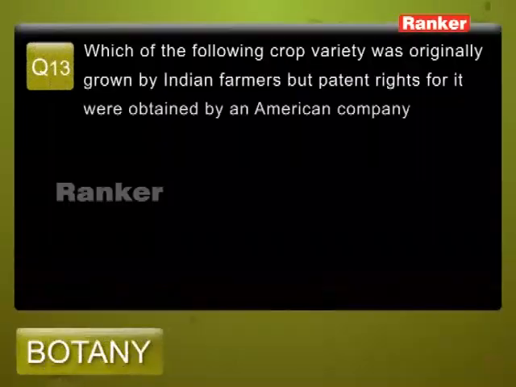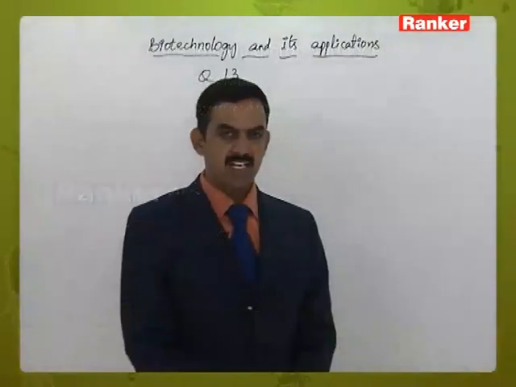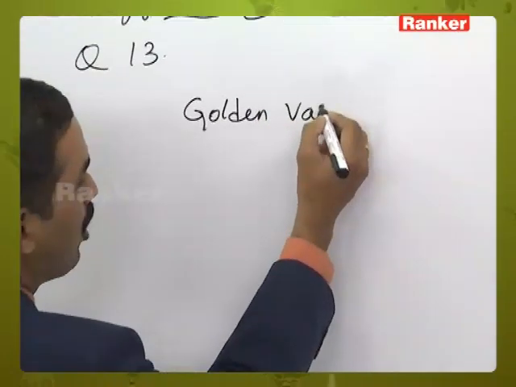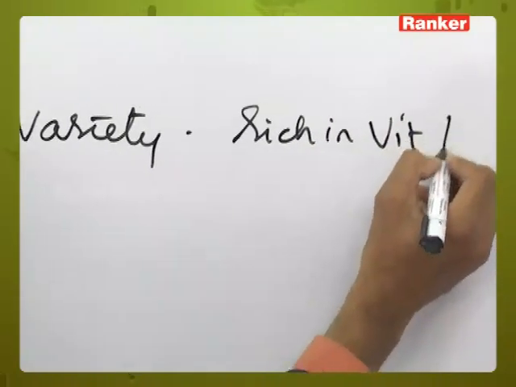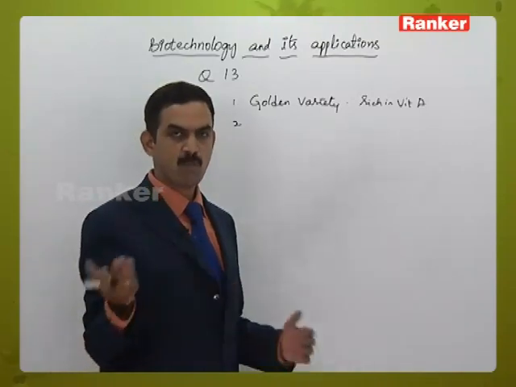Question number 13, which of the following crop variety was originally grown by Indian farmers but patent rights for it were obtained by an American company? Options: 1, golden rice, 2, basmati variety, 3, flavr savr tomato, 4, BT cotton. So here the first one is golden rice. We know that golden rice is the one which is rich in vitamin A. It is not related to biopiracy.